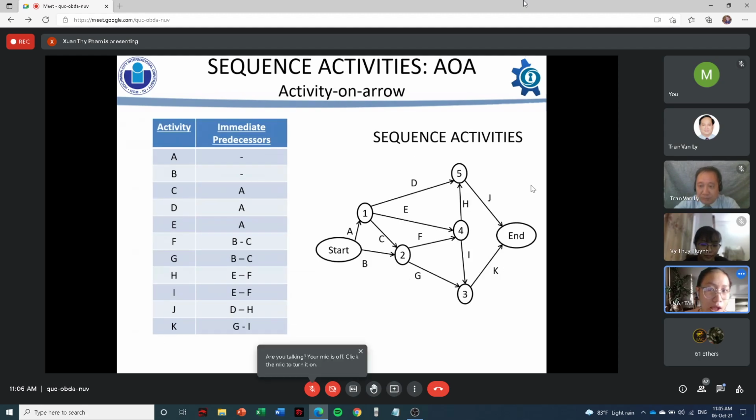In the AOA graph, which is the activity on arrow graph, activities are represented on arrows. Here you can see each activity A, B, or C is represented by an arrow. The precedence relations among activities are introduced by defining events. The events are event number 1, number 2, number 3, and number 4, and so on.